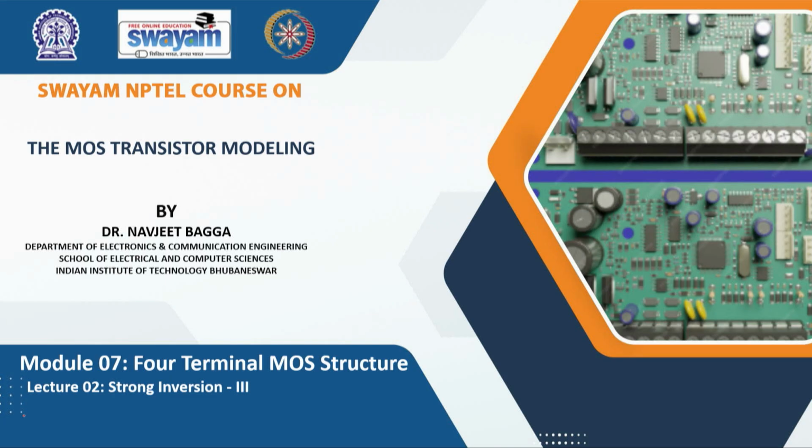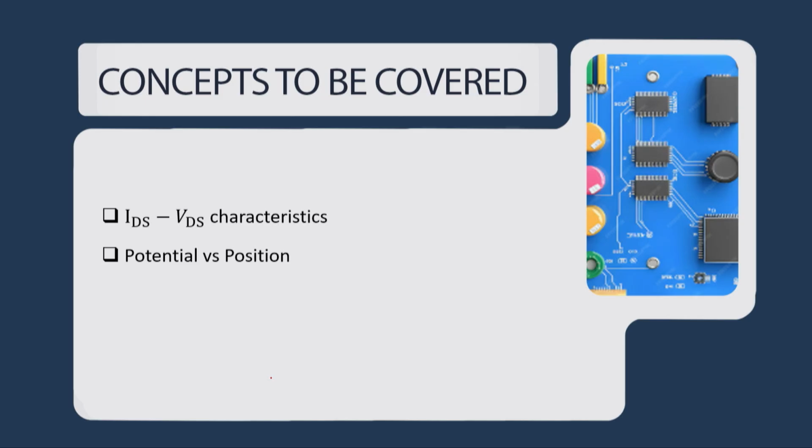We are in module 7, lecture number 2. This is the last lecture where we are going to discuss strong inversion separately. In this lecture, we will see what is the role of alpha in the derived equation IDS equals W divided by L mu into COX dash into VGS minus VT into VDS minus alpha by 2 VDS square. Alpha plays an important role in designing and optimizing your model.